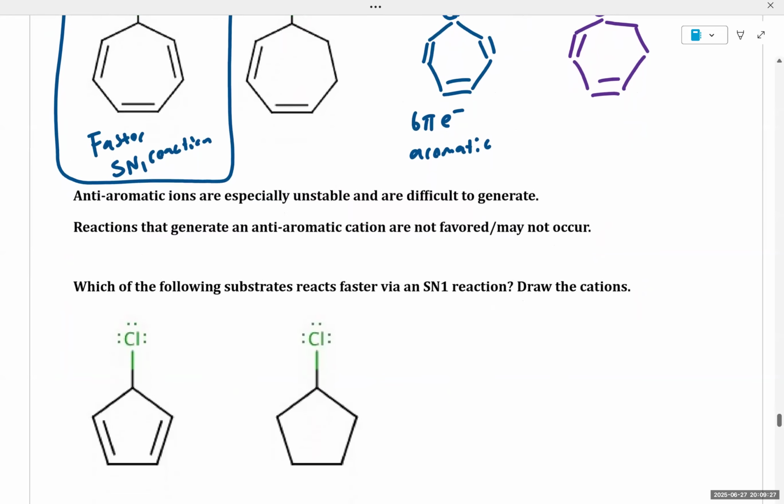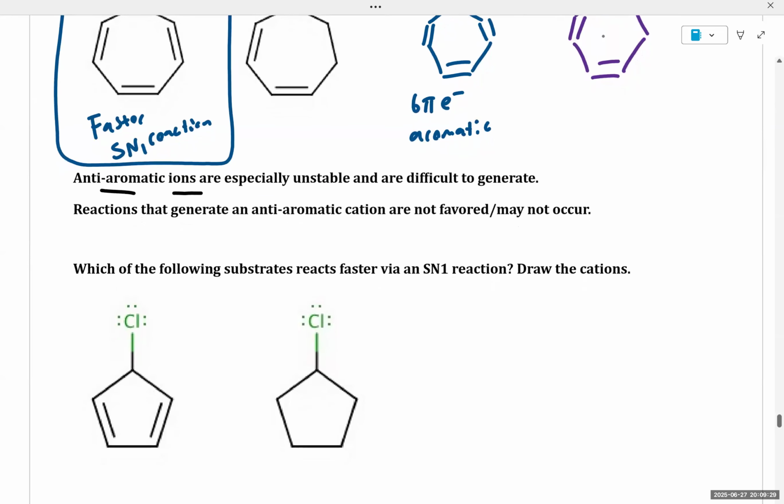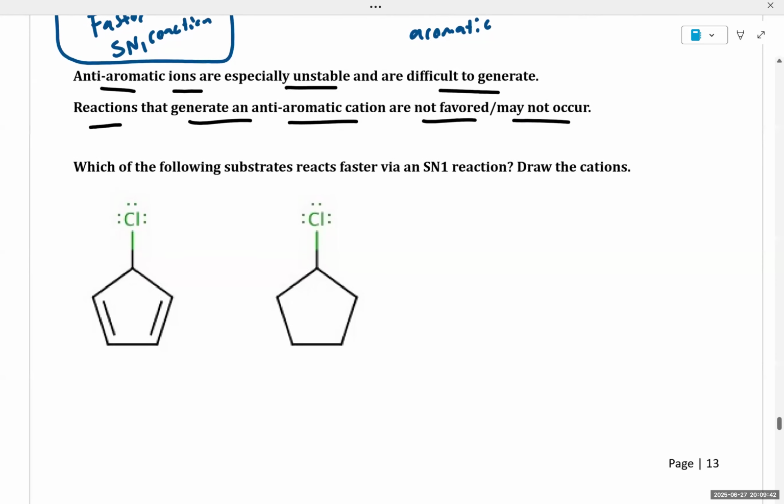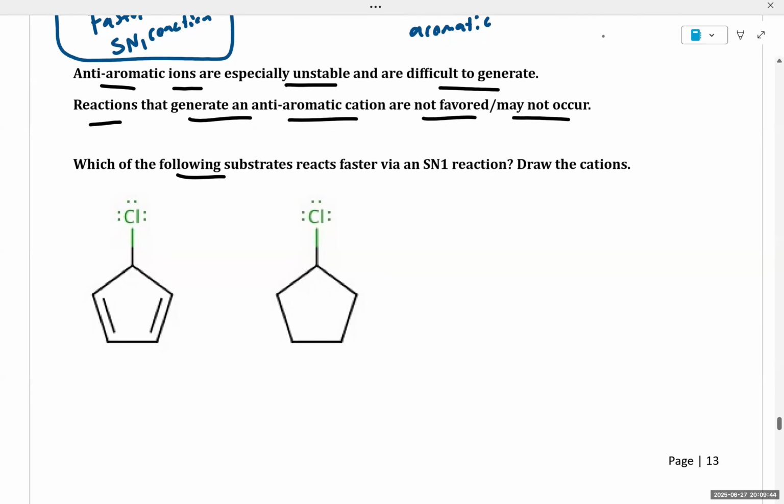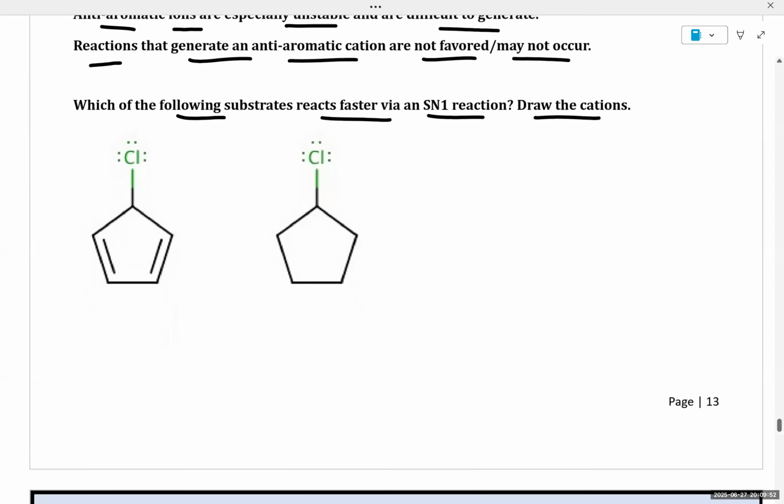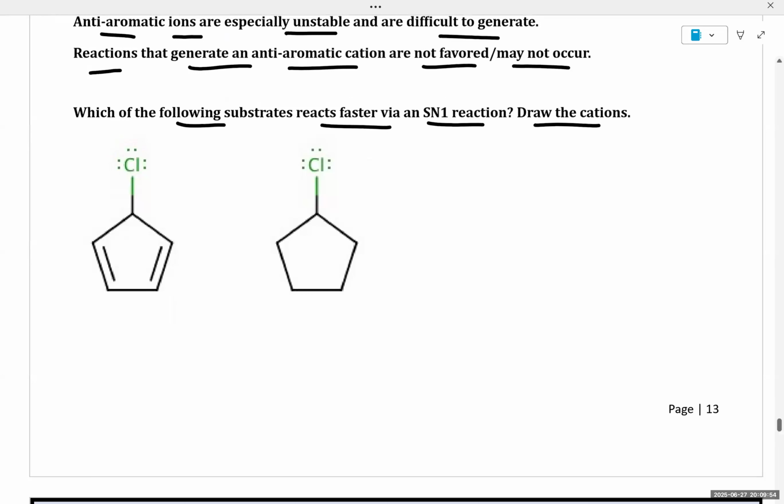By the same token, antiaromatic ions are especially unstable and are difficult to generate. Reactions that generate an antiaromatic cation are not favored and may not occur. So to apply what we've learned, I'd like you to tell me which of the following substrates reacts faster via SN1 reaction, and I'd like you to draw the cations to justify your answer. So pause the video, take a few moments to work through this example, and then we'll discuss.